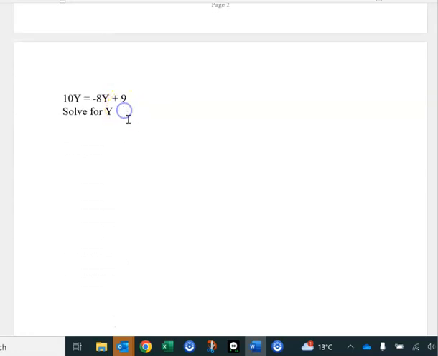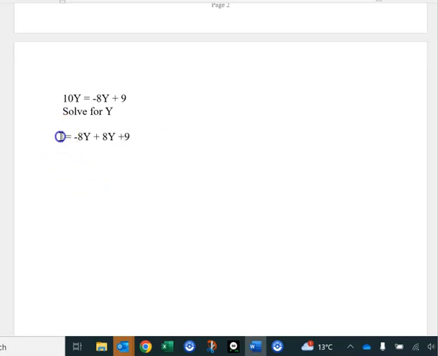We have 10y equals negative 8y plus 9. So we want to get all of the y's on one side. What we do to one side, we have to do to the other. Again, I'm going to start with the right-hand side. We have a negative 8y. How do we get rid of negative 8y? We add 8y to it, and then we have the plus 9.